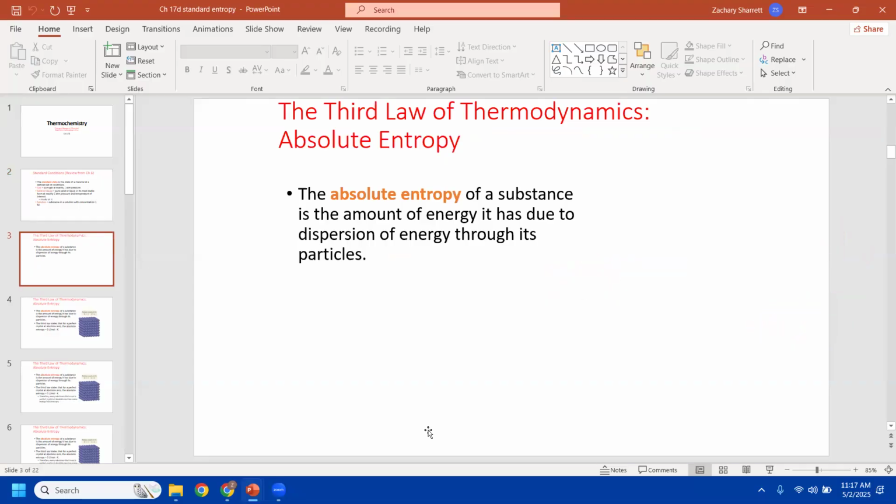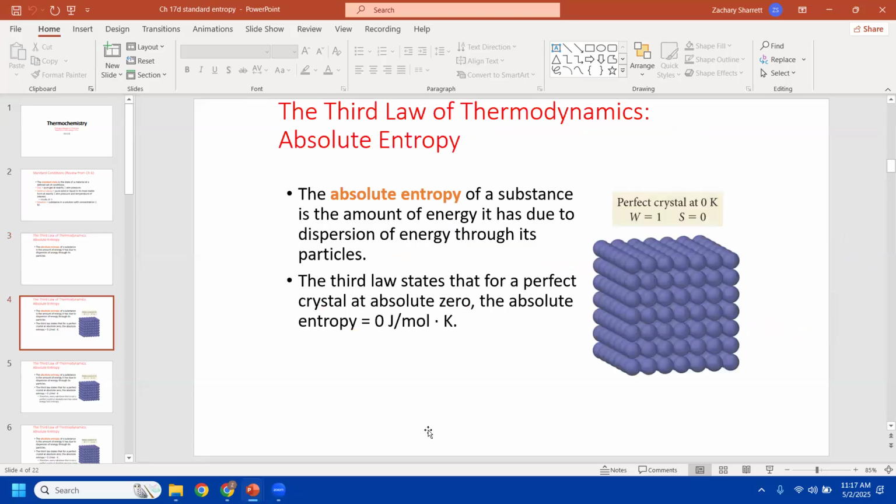The third law of thermodynamics, you're probably wondering. We learned about the second law, right? We learned about the first law. What is the third law? The third law is the absolute entropy of a substance is the amount of energy it has due to dispersion of energy through its particles. I don't think that was the third law. That's not the third law. The third law is that a perfect crystal at absolute zero has an entropy of 0.